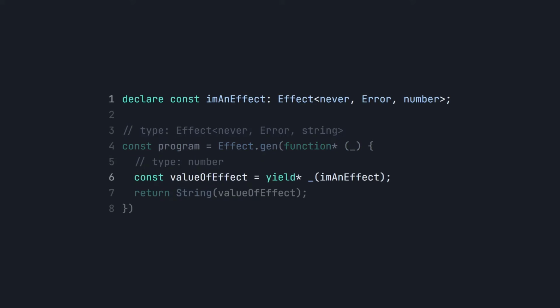Whenever we want to extract the value of an effect for use in our function, all you need to use is yield star adapter. This evaluates to the value within the effect, while automatically propagating any errors or requirements from that effect to the effect returned by Effect.gen. Other than that, just write your logic as you normally would and return the result.